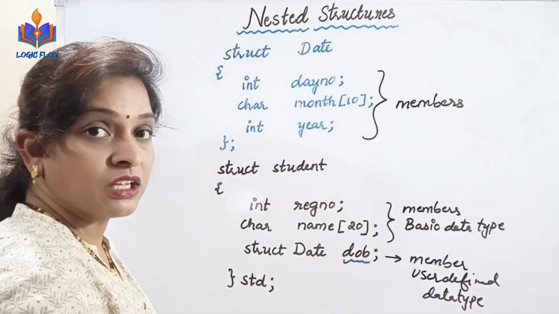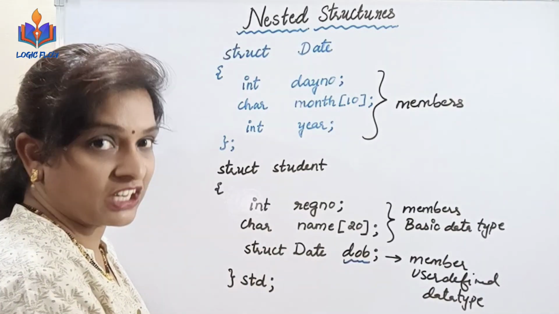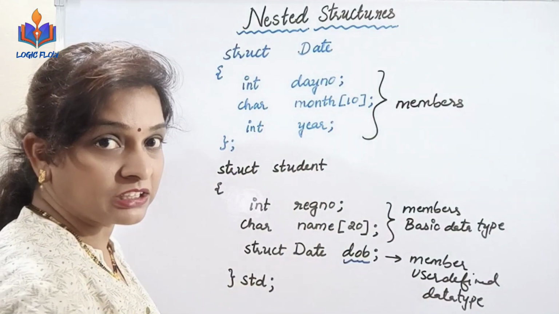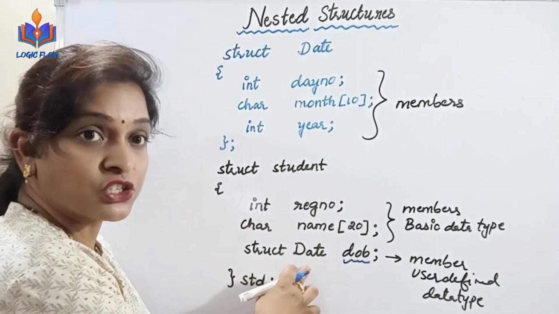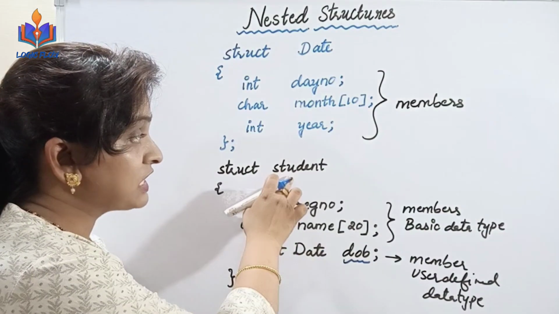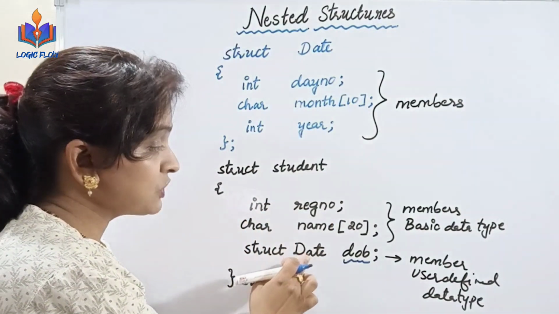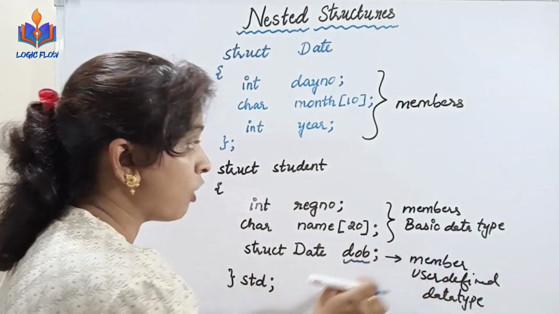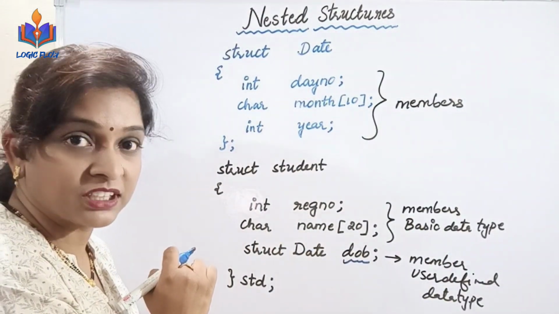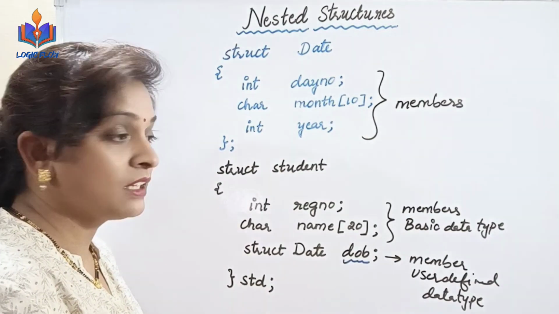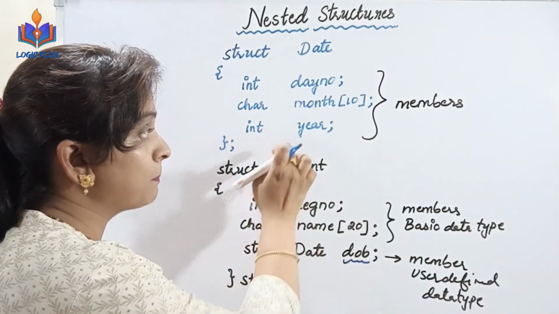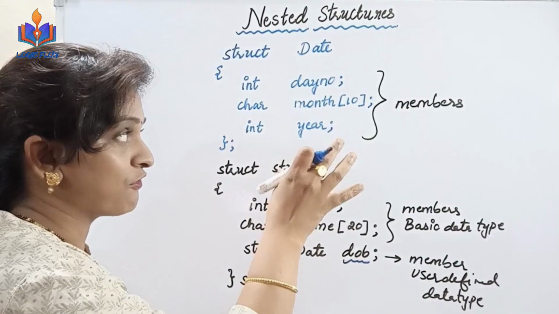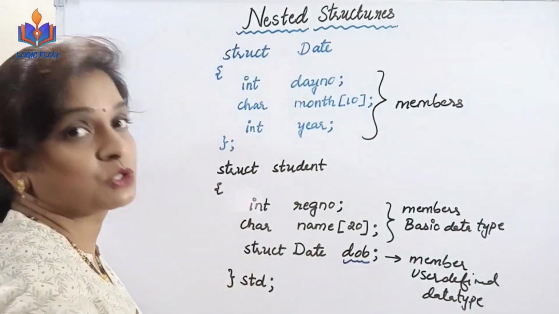A structure which is acting as a member of another structure, or a structure which is embedded within another structure. So this is the structure date which is embedded inside student. This is the structure variable which is acting as a member of this structure. Right? And one more thing, this embedded structure should be before this structure. So the embedded structure that we are going to create, that definition part should be above this structure.